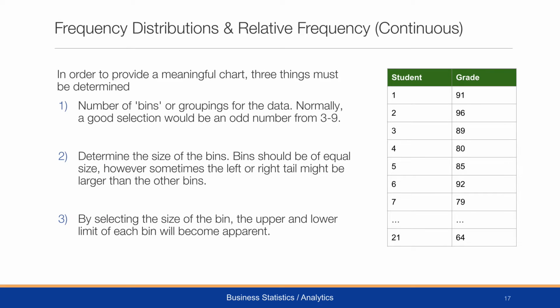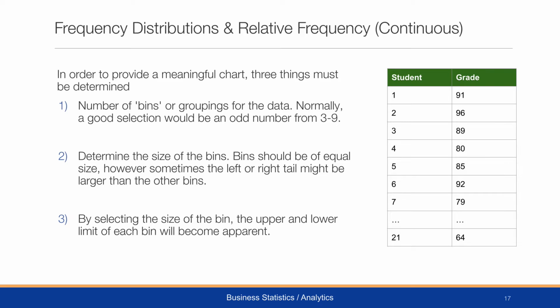In order to provide a meaningful chart, 3 things need to be determined. We're going to group the grades into a number of bins or groupings. Normally, a good selection is going to be an odd number. Generally between 3 and 9 should do well. So we're going to take all of those grades and we're going to put them into 3, 5, 7, or 9 bins. Now what we need to do is determine the size of each bin.